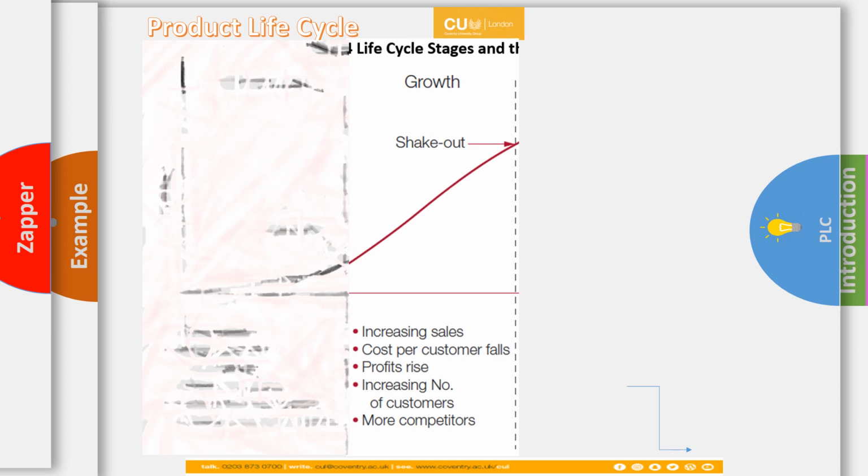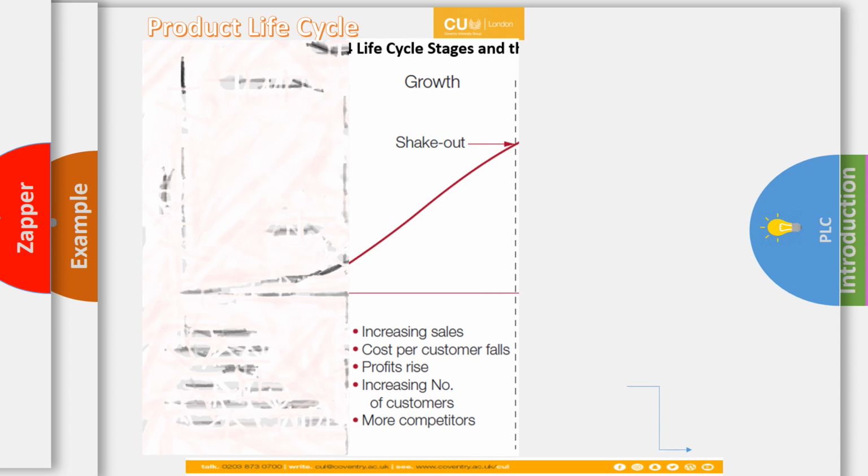If we think about the growth stage, now you start to see increasing sales. The cost per customer falls because you're increasing your sales, you're getting economies of scale, you're obtaining product expertise in terms of knowing your production processes and how to carry them out. So your sales are increasing, so obviously your cost of goods are going to be decreasing because you're going to get economies of scale, so your gross profit is going to increase, and then that gross profit is going to be offset against your costs, which will lead into your net profit.